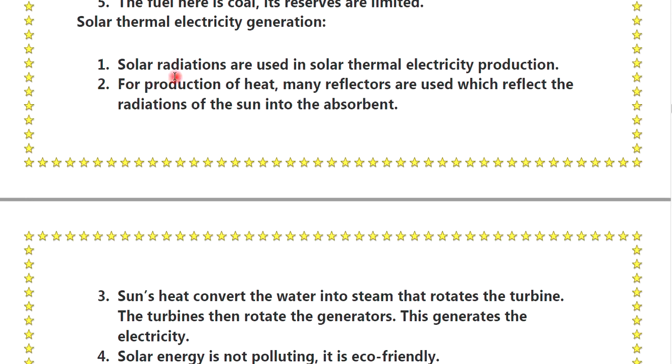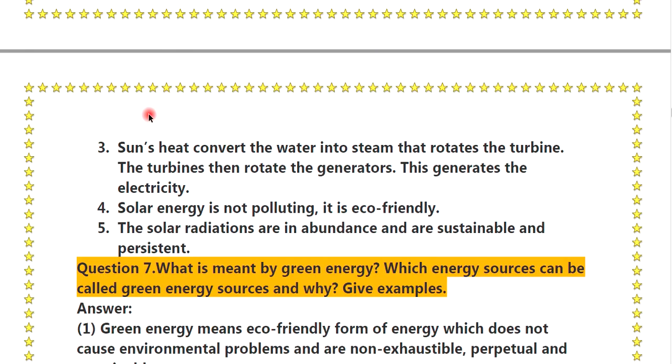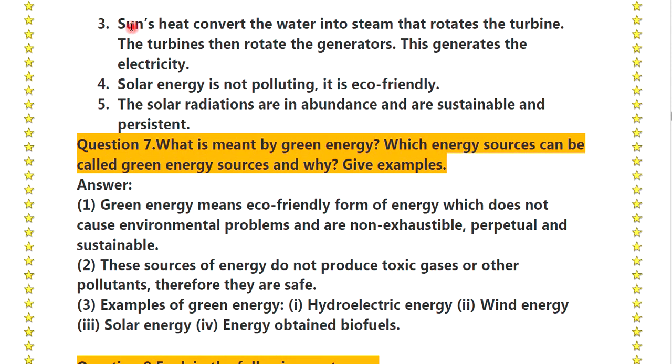Solar thermal electricity generation. First point, solar radiations are used in the solar thermal electricity production. Second point, for production of the heat, many reflectors are used which reflect the radiations of the sun into the absorbent. Third point, the sun's heat converts the water into steam that rotates the turbine. The turbines then rotate the generators. These generators generate the electricity.